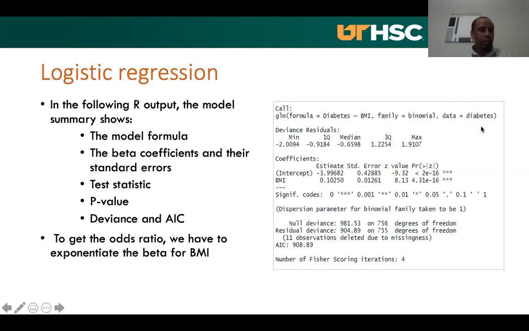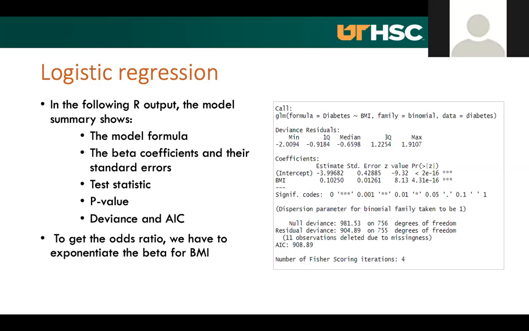So I use the data that was generated on Pima Indians living in Arizona to examine the association between BMI, age, triceps, insulin, pedigree function, and the risk of type 2 diabetes.